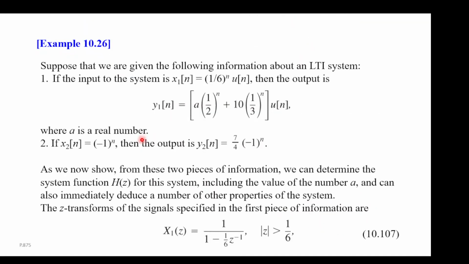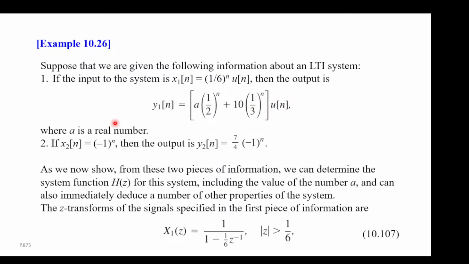We have 2 more problems associated with the properties of the transform. Let's suppose we are given this information about an LTI system. We are given an input-output pair. Let's say when our input is this kind of exponential function, x1[n] = (1/6)^n u[n], then the output is some real a times (1/2)^n plus 10 times (1/3)^n u[n].